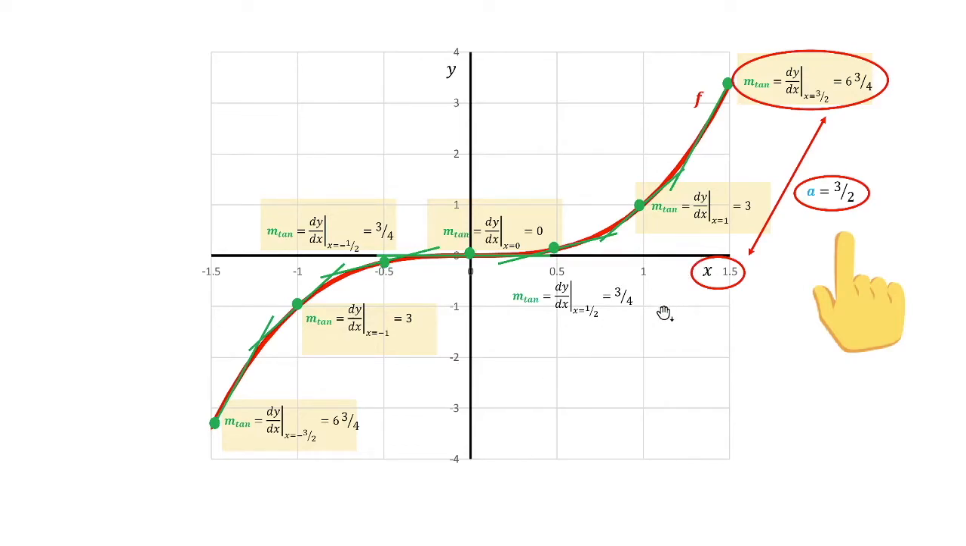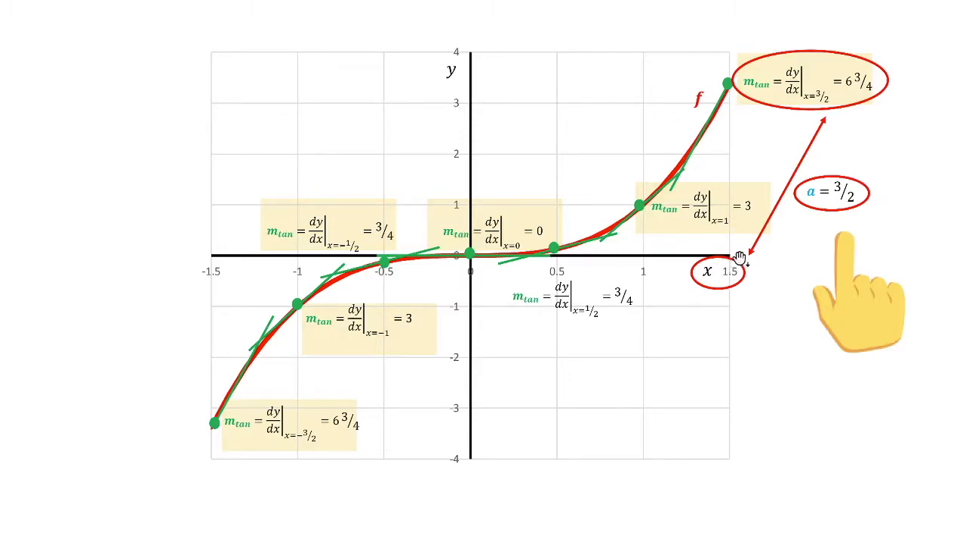So let's examine this. This is going to play a role throughout the course again. When x is 3/2, when a is 3/2 is what I'm saying here, when x is at the value of 3/2, that says a is 3/2. The slope of the tangent line is in fact 6 3/4. You can see the picture of the tangent line here, and that's the point. That's your tangent line, would be your linear approximation.